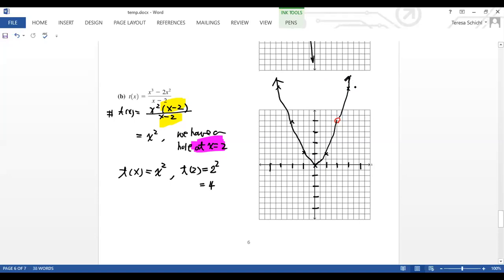Okay, so this is a parabola, and your left-hand side is okay, but on the right-hand side, you have a hole there. That's what we mean by holes, all right? Okay, so now let's take a look at the next one.